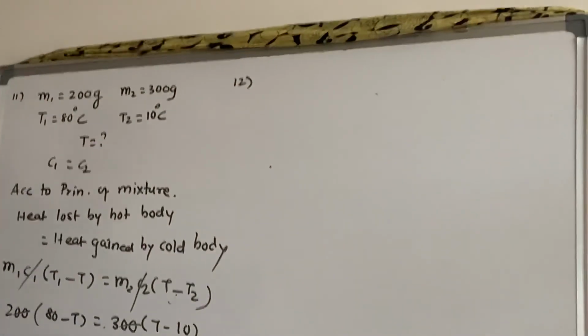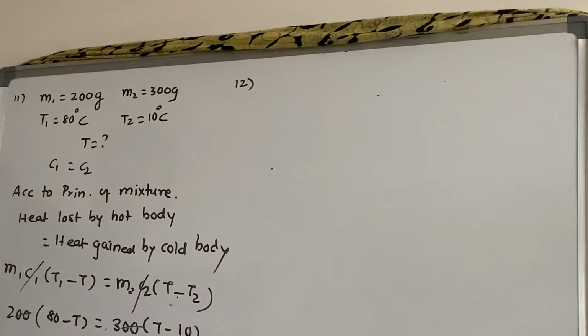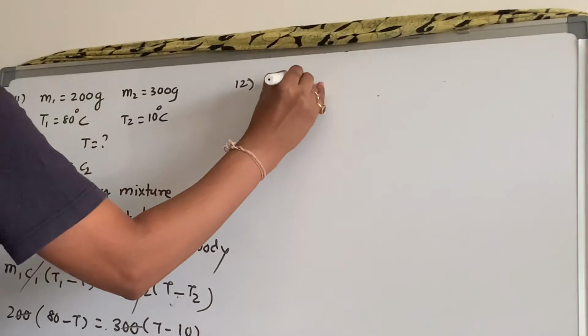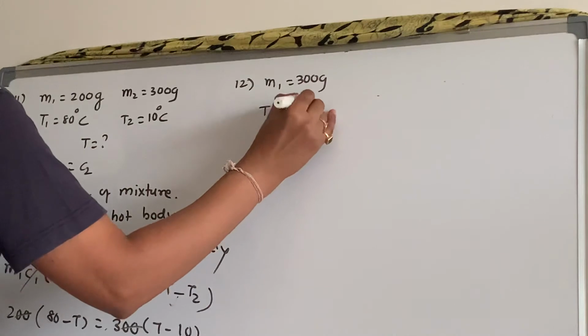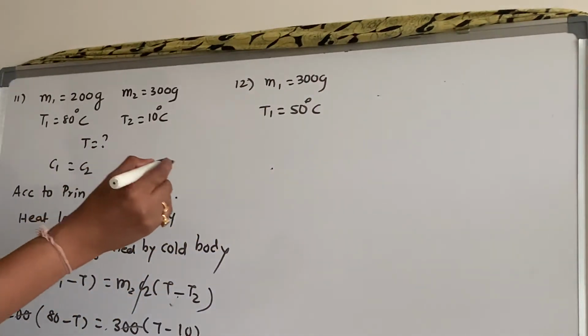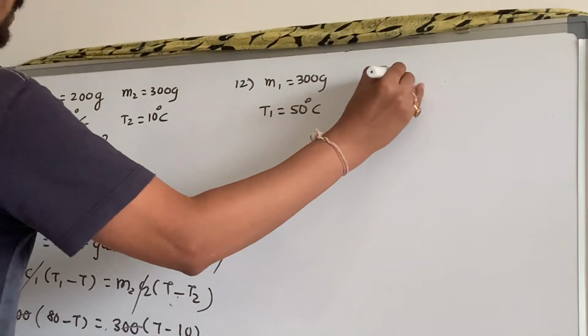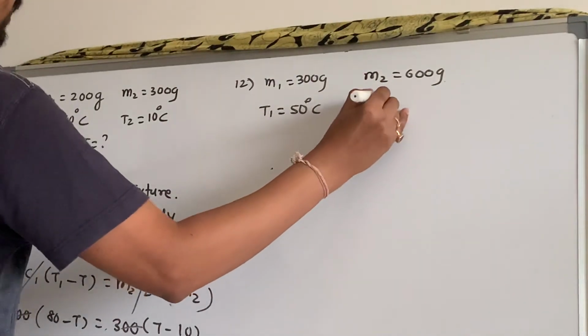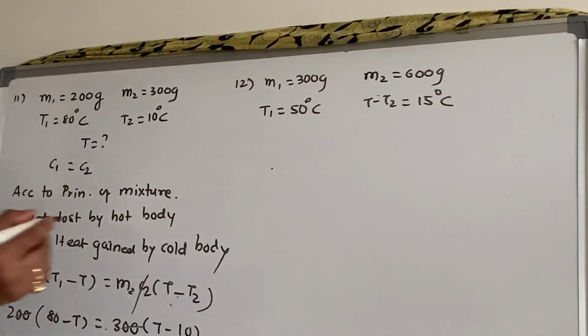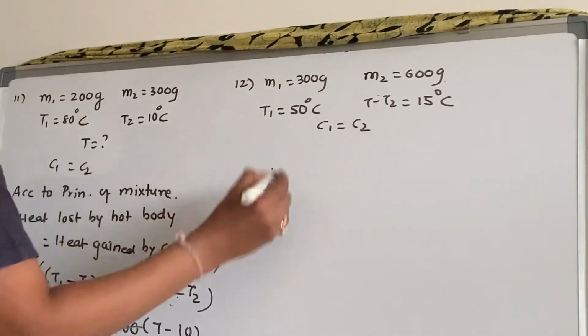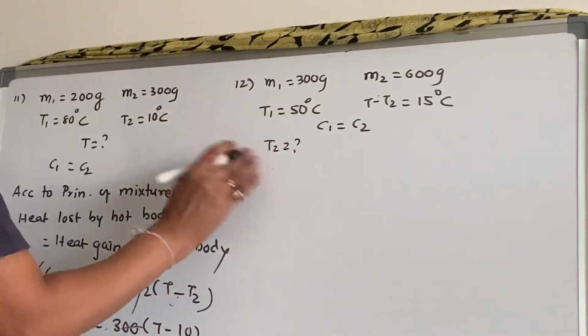Only two numericals are there. The temperature of 600 gram of cold water, this is M2, rises by 15 degrees Celsius, that is delta T, when 300 gram of hot water is added. So M1 is 300 gram, T1 is 50 degrees Celsius, and M2 is 600 gram. T minus T2 is 15 degrees Celsius. Here also water is the same, C1 equals C2. What they want here is T2, the question mark.